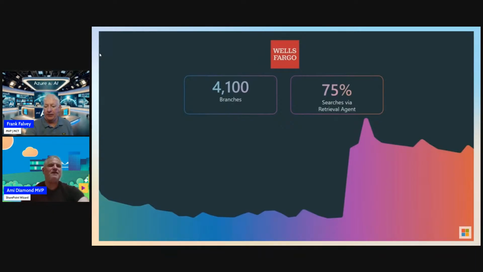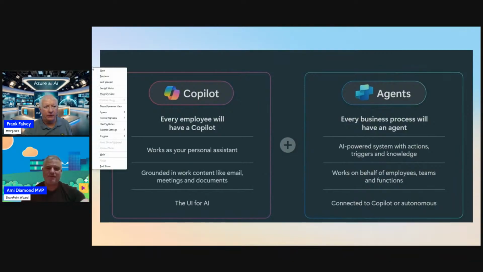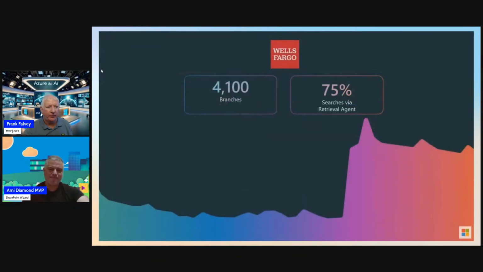I wonder how they searched before. Was it manual, or did they use the SharePoint Online 365 search? The comparison needs to be how they searched before. Did they manually look for it, or did they just use internal search?